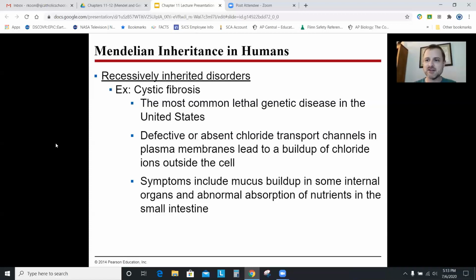If you have lots of mucus, bacteria love mucus. You get lots of lung infections. And eventually there are treatments for it, but there's no cure. Without getting treatments, you would eventually die. Although you can live into adulthood if you have cystic fibrosis.